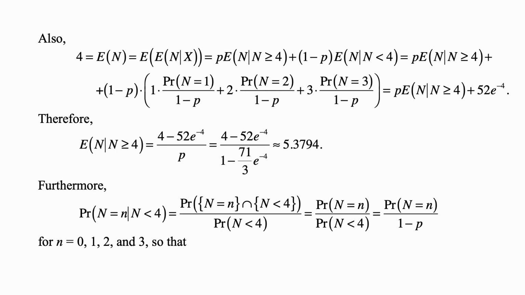Furthermore, the probability that n is n given that n is less than 4 is the probability that n is n intersection with n less than 4 over the probability that n is less than 4. And for n equal to 0, 1, 2, 3, that's the same as the probability that n is n over the probability that n is less than 4, so it's the probability that n is n over 1 minus p. That's the same reasoning we just used.